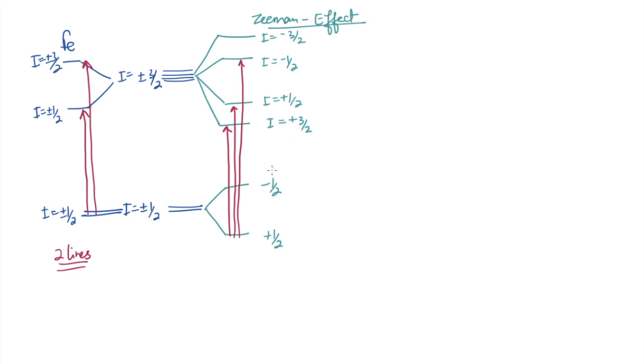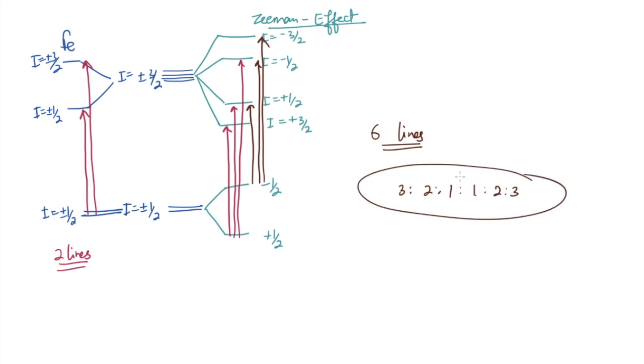The other 3 sets start from your -1/2. So it will go from -1/2 to +1/2, -1/2 to -1/2, and -1/2 to -3/2. So these will be the other 3 transitions. So in total you get 6 lines. I have also discussed the intensity of these lines. These 6 lines will be in the ratio of 3 is to 2 is to 1 is to 1 is to 2 is to 3.